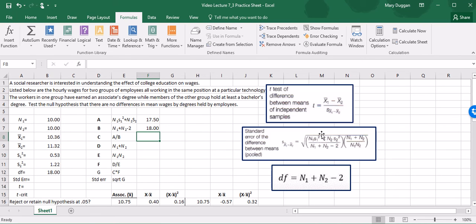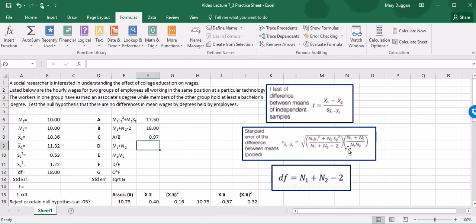The third step, as you will notice here, is to divide the numerator by the denominator within the parentheses. And so I've got that right here. Here's the numerator, here's the denominator. So I could do equals 1750 over 18, and that gives us 0.97. And that's what is in this parentheses now: 0.97.